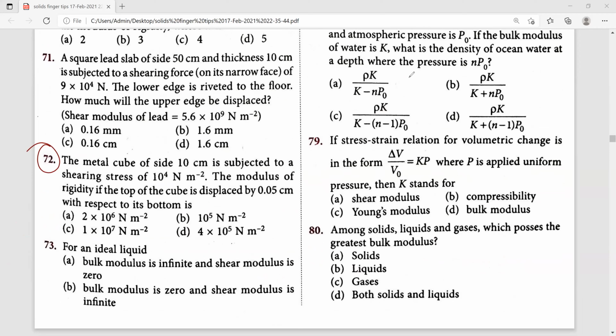A metal cube of size 10 centimeter is subjected to shearing stress of 10 to the power of 4 Newton per meter square. The modulus of rigidity, if the top of the cube is displaced by 0.05 with respect to its bottom, is? 4 options are given, we have to choose the right answer.